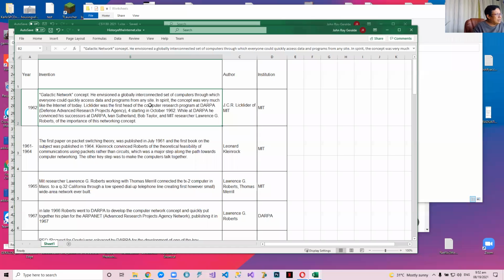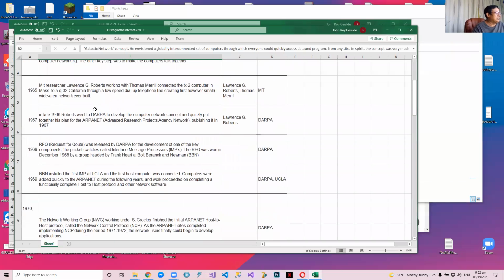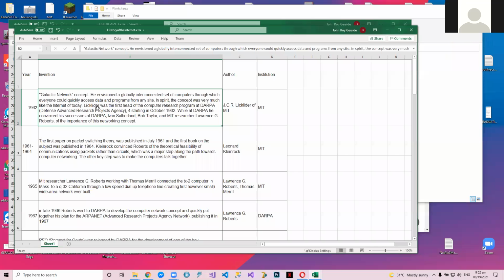To come up with a project called the Galactic Network. It's an idea of computers interconnected together so that they could quickly access data and programs from any site. It's called the Galactic Network, in 1962.